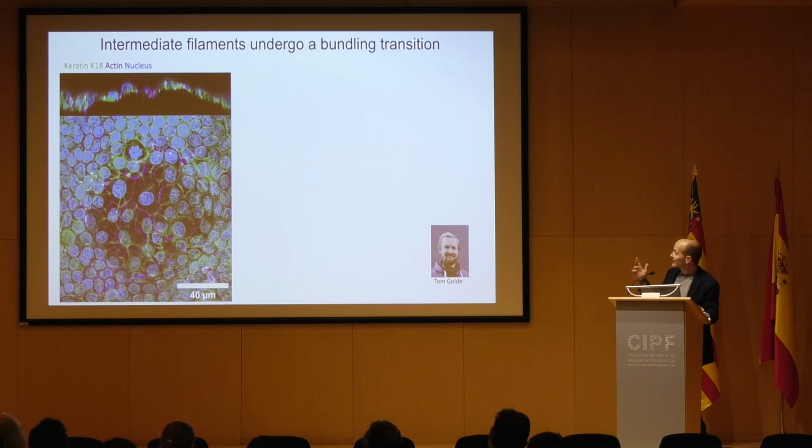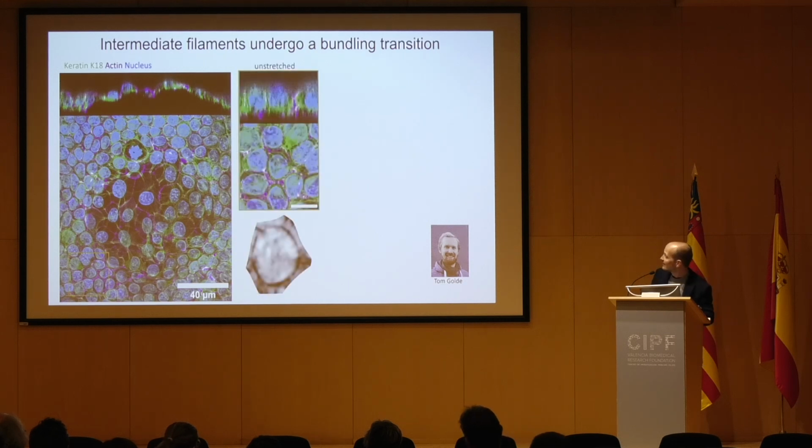And so to address this question, what Tom did is to look at actin, which is the main candidate. He looked at actin, nothing happens to actin. It doesn't play a role here. He looked at intermediate filaments. And with intermediate filaments, he found that there is a very drastic topological transition in their structure.